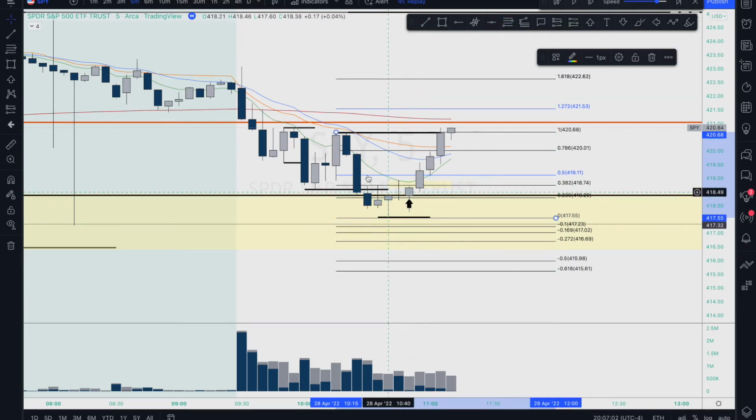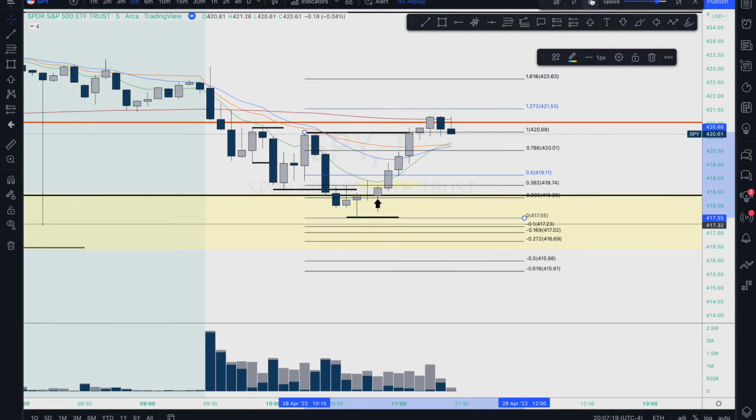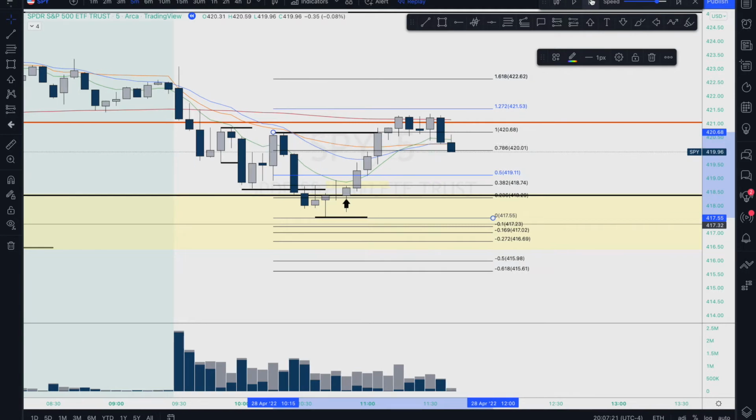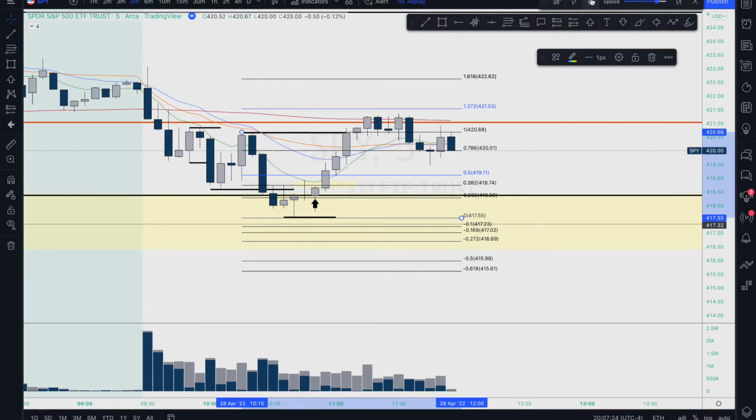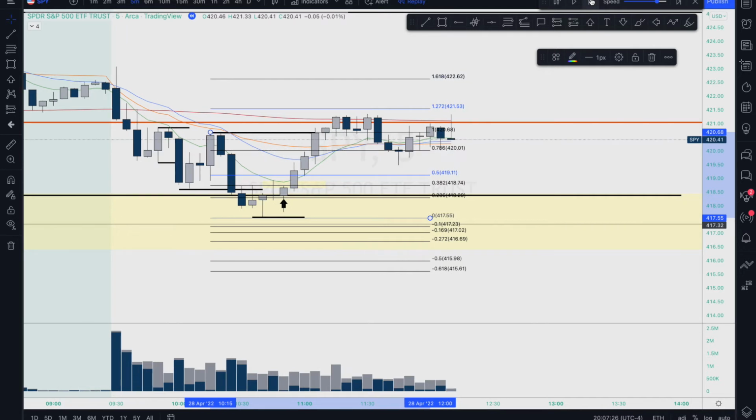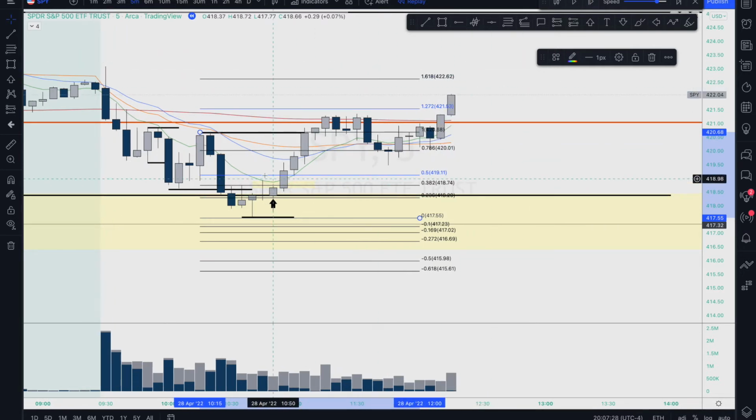So now what we're looking for from that pullback, since we broke the change of character, is a pullback into an area of interest. And we have a few here. We have this liquidity right in here. We have this zone right here, a demand zone. So we could get a pullback. Let's see. And there you go. So here's your change of character, right? We had a change of character. We had a pullback, held the 0.5 fib, a healthy pullback.